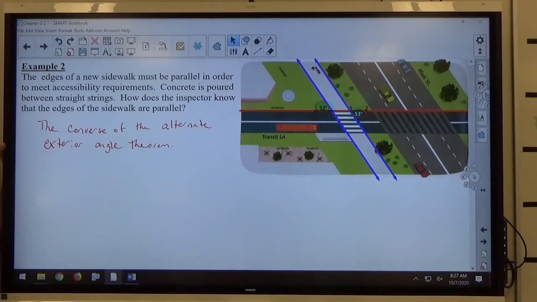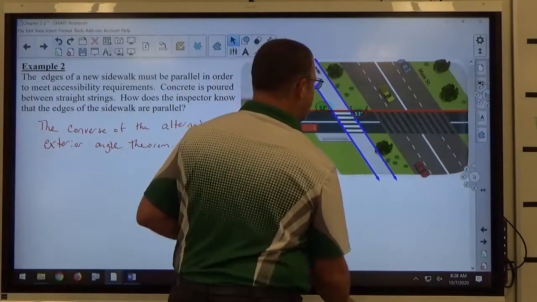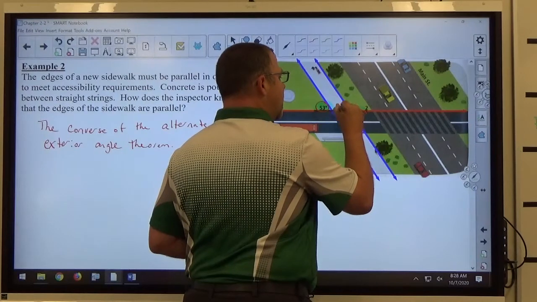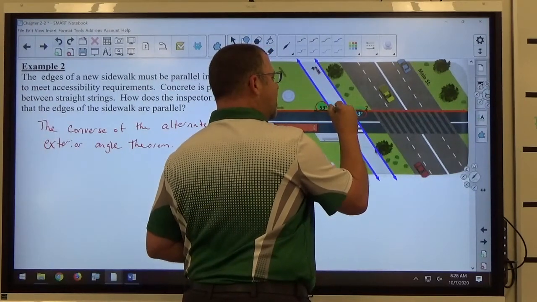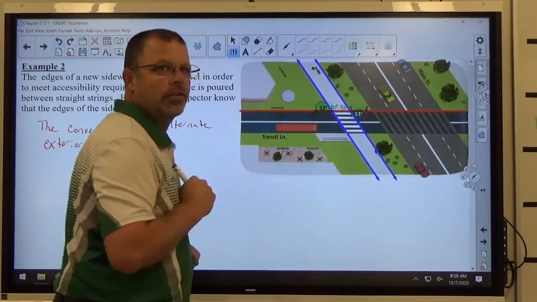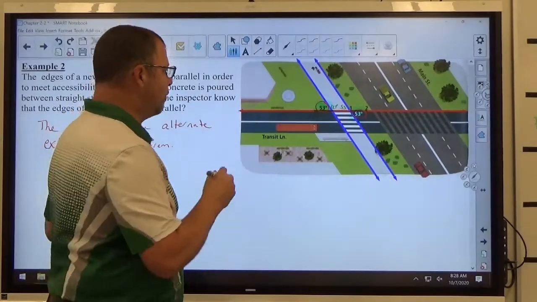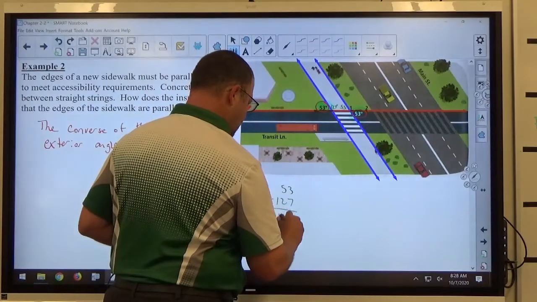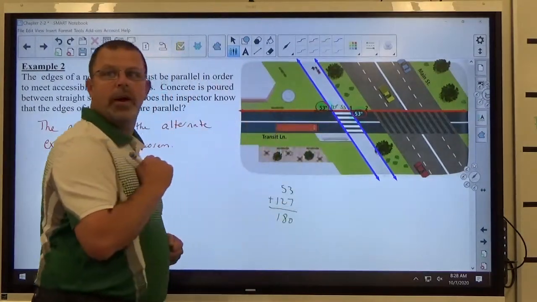right? So basically the gist of this problem is you need to determine what types of angles you're looking at, see that they're equal, all right? If the inspector instead had measured, let's say this angle is 53 degrees here, and this angle here is 127 degrees. Let's say you measure those two angles. Well, 53 plus 127 equals 180, and those are same side interior angles, right?